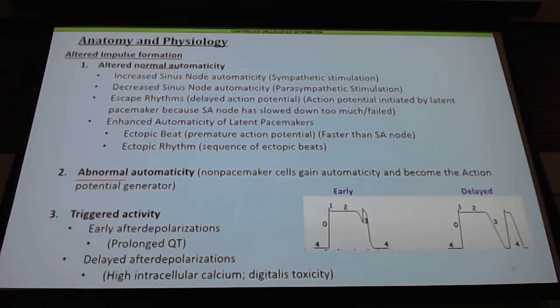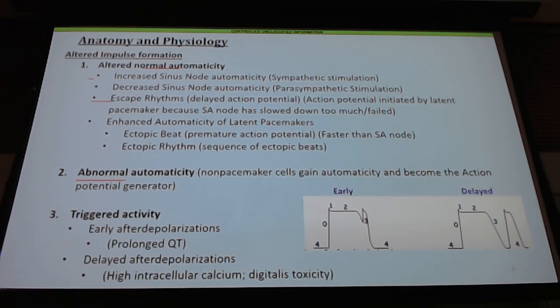Altered normal automaticity is like the parasympathetic nervous system slowing things down, and it could be slowing it down excessively. It could be that the sympathetic nervous system is speeding things up inappropriately. So this would be like an anxiety attack that causes your heart rate to start beating fast, right? It starts pounding in your chest. It's because of that sympathetic overdrive that's going on, right?